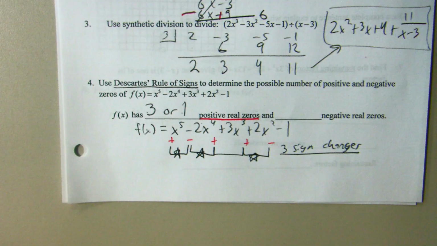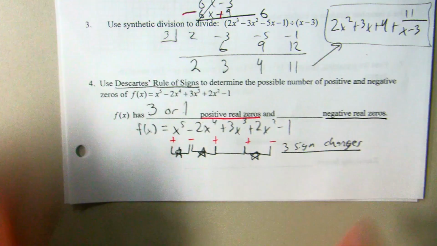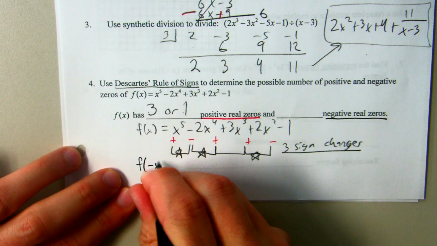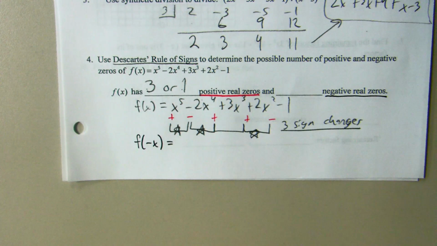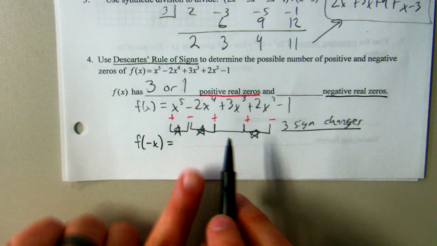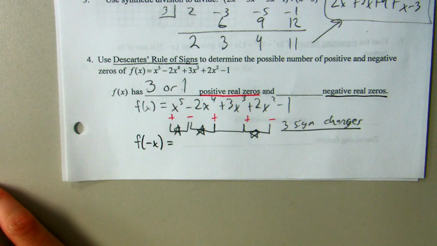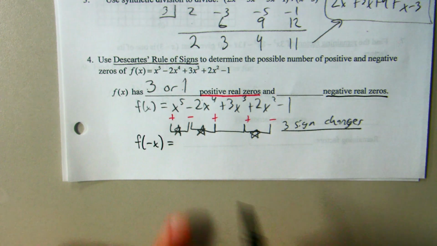For negative real zeros, you also count up the sign changes, but you have to count up the sign changes of f of negative x. So you have to think about everywhere there's an x in this function, we're actually plugging in a negative x. And some of the signs will change and some of them will not change.